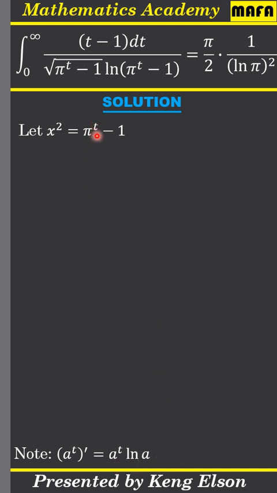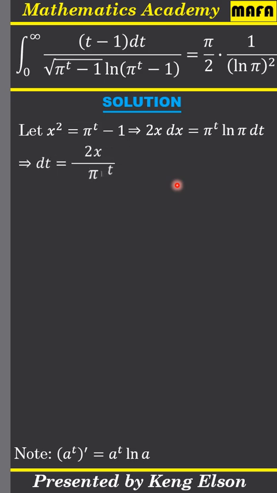So from here, if we differentiate pi to the power t, we are going to have pi to the power t times the ln of pi. Once we differentiate -1, we get 0 because it is a constant. So doing that, the left hand side derivative gives us 2x dx, and the right hand side gives us pi to the power t times the ln of pi dt, because I'm differentiating with respect to t.